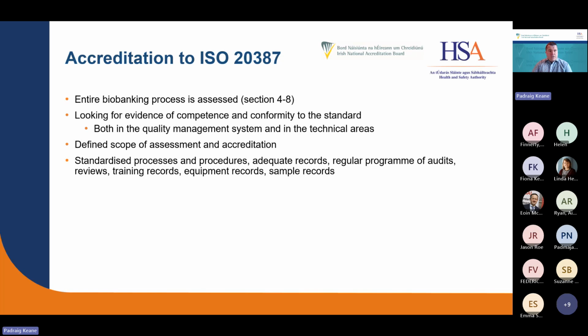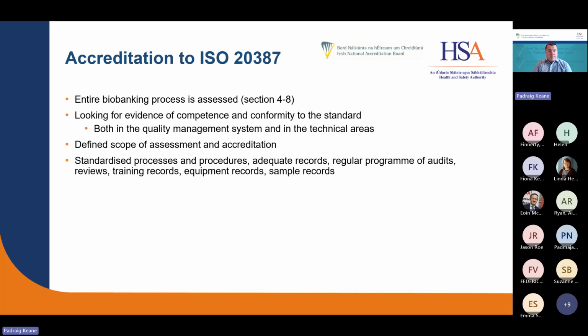Key thing for accreditation is that the accredited organization will be accredited for a defined scope of accreditation, and Emma will go into that in a little bit more detail. We focus our assessment on the scope for accreditation that has been applied for by the organization, and then when accreditation is awarded, the scope for accreditation sets out what exactly the biobank or other organization can claim accreditation for.